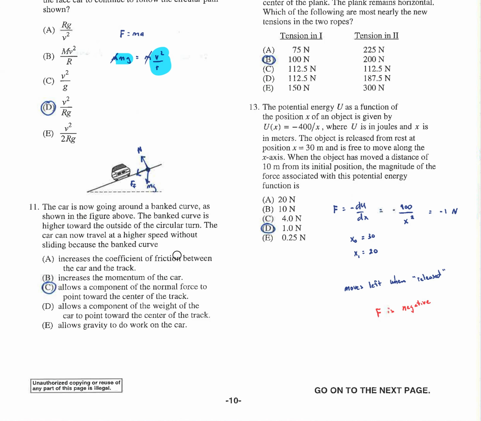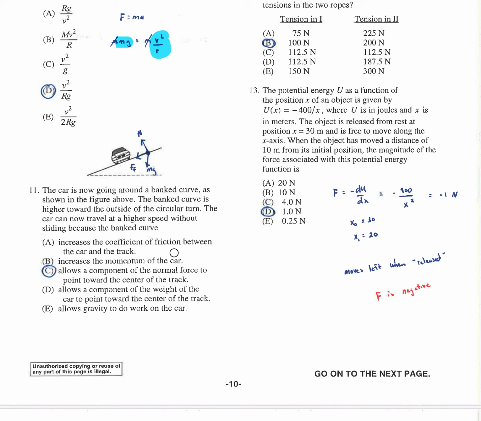Here's our banked curve, and there's a free body diagram. Once we have the bank there, then the normal force goes up and inward. Force of friction goes down and inward. So you can see that both the normal force and the frictional force have inward pieces to it.